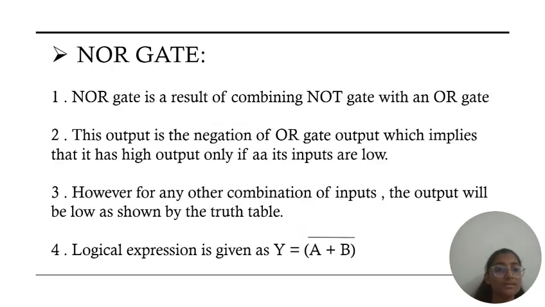Now let us discuss the NOR gate. The NOR gate is a result of combining a NOT gate with an OR gate. This output is the negation of the OR gate output, which implies that it has high output only if its inputs are low. However, for any other combination of inputs, the output will be low, as shown by the truth table. Here the logical expression is given as y equals (A plus B) whole bar.